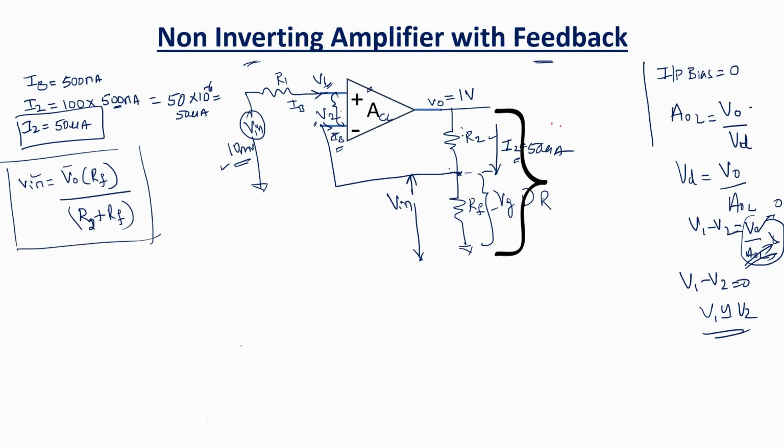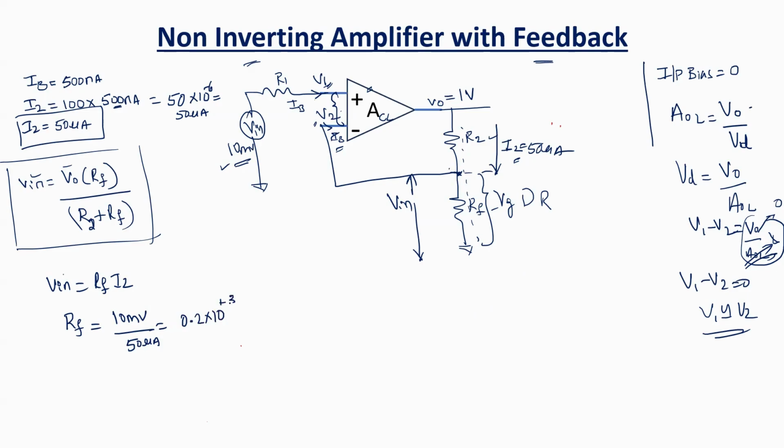What is the current in this particular circuit? It is I2. So V in is equal to RF into I2, right? Or RF is equal to V in divided by I2. It is 10 millivolt divided by 50 microamps, which is nothing but 0.2 into 10 to the power of plus 3, which is equal to 200 ohms. RF, you got to know, is 200 ohms.